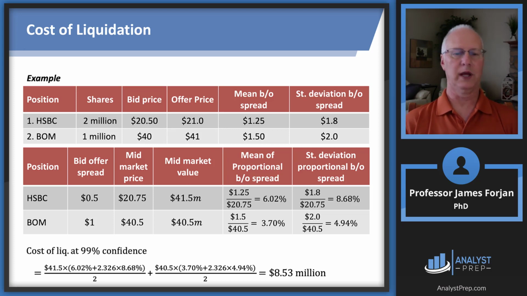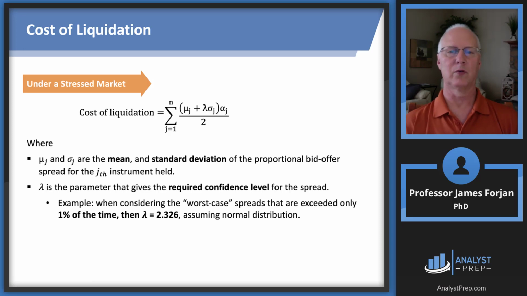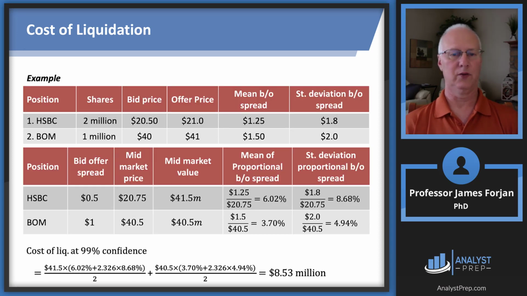So, cost of liquidation at a 99% confidence. And let me just go back here. Notice what we're doing inside of those parentheses. We're just adjusting that standard deviation by the lambda, and then we're going to multiply it by our position. So there's the mathematics of it. If you want to pause the recording here to make sure the math is accurate or to practice it yourself, feel free to. Otherwise, let's just go on and assume that we've computed that 8.53 million correct.